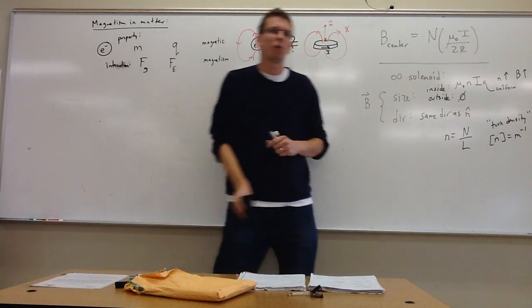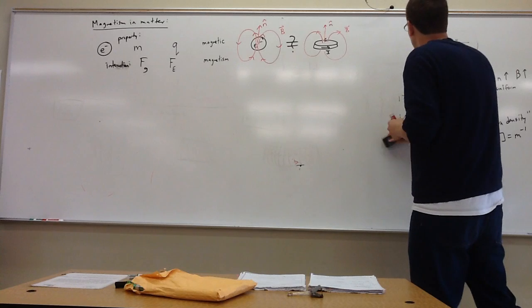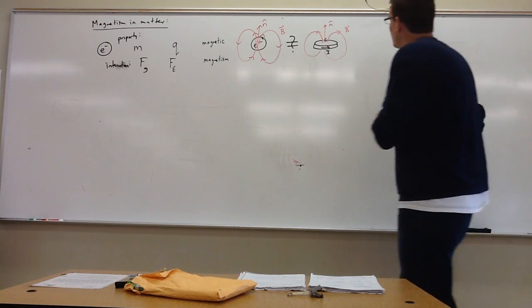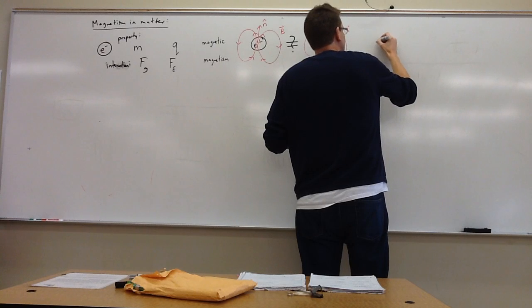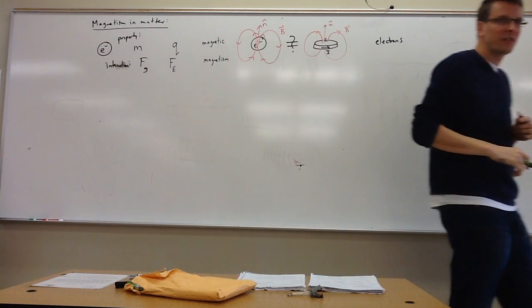It's its own little magnetic dipole. All right. So we have started on the individual electron level. So electrons, that's where we start. We have magnetism.